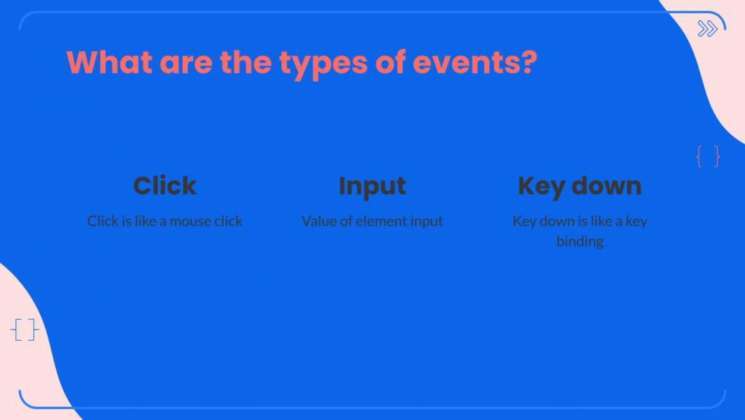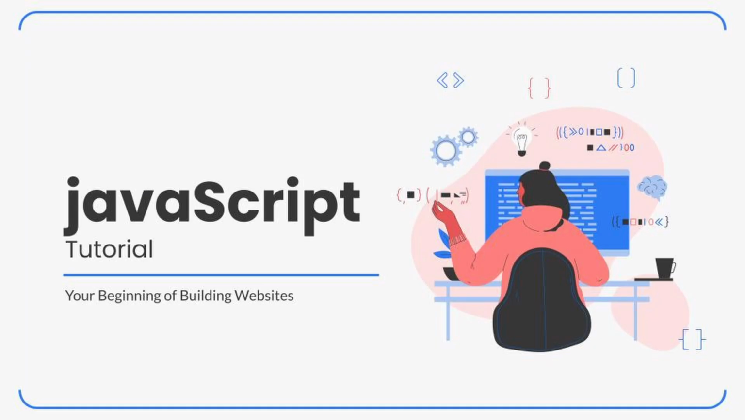There are various types of events, such as click, input, and keydown. Click is a mouse click, input is a change in an input field, and keydown is when a key is pressed. So now we've just explored the world of DOM manipulation and events, and these concepts are the heart of dynamic, interactive web development. In our next video, we'll put everything we've learned so far to the test by creating our JavaScript website.